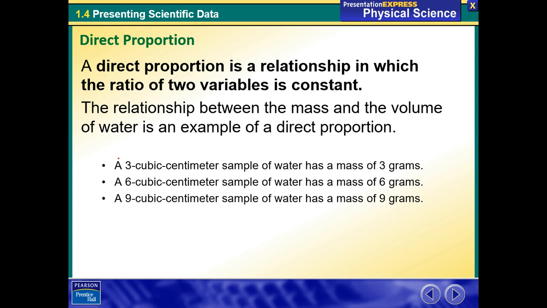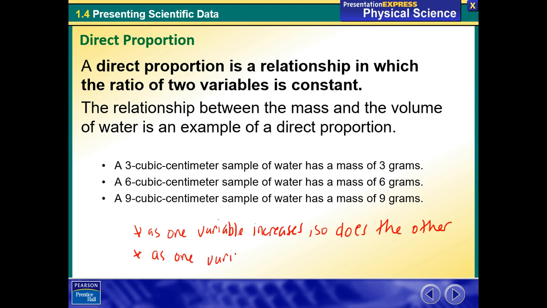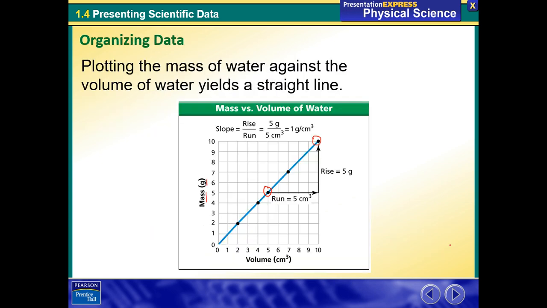So another way to look at a direct relationship: as one variable increases, so does the other. Or you could also look at it as one variable decreases, so does the other. So if you were to look back at this table, again, as volume increased, mass increased at the same time.